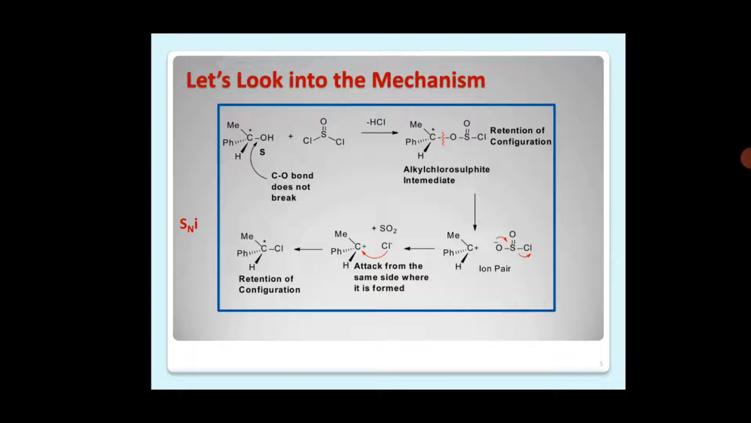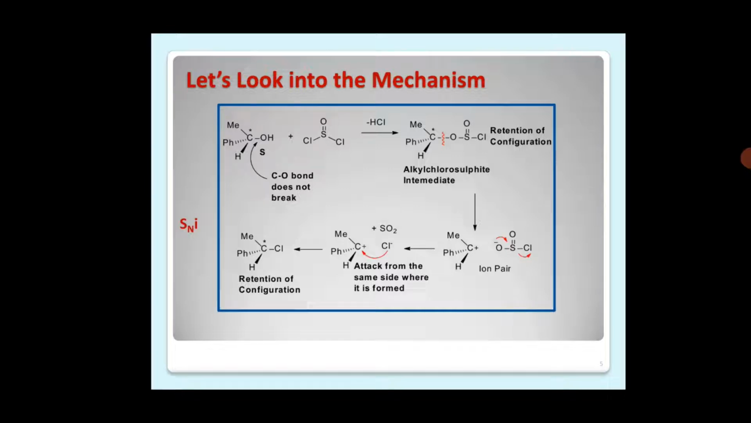First, the secondary alcohol reacts with thionyl chloride to give the intermediate alkyl chlorosulfite with the elimination of HCl. Since the bond attached to the chiral carbon is not broken during the formation of the intermediate, the alkyl chlorosulfite has the same configuration as that of the alcohol.